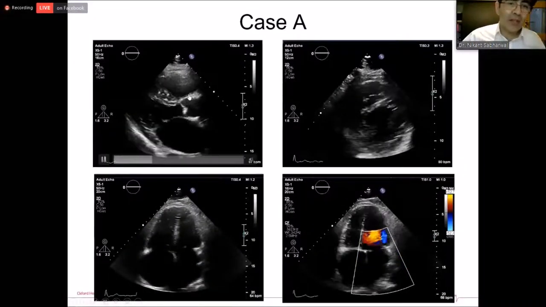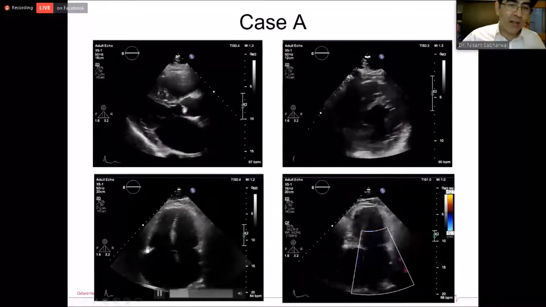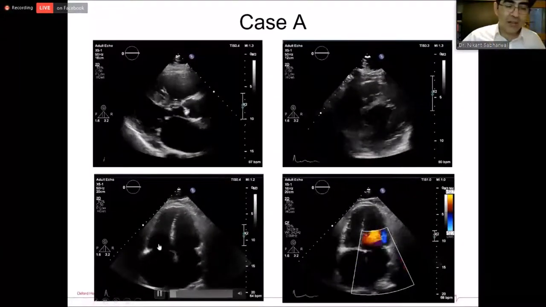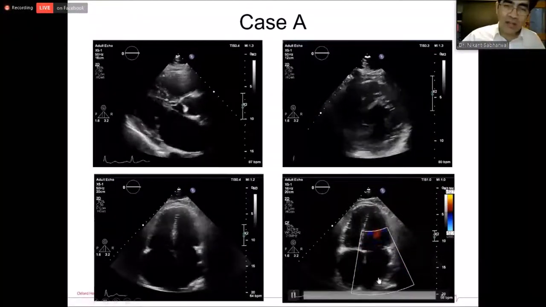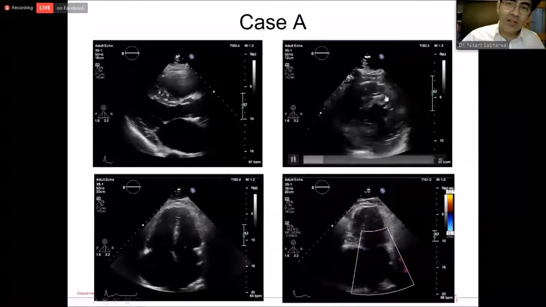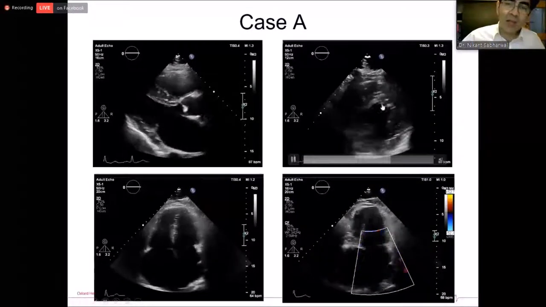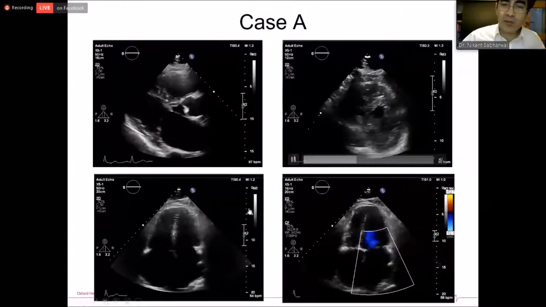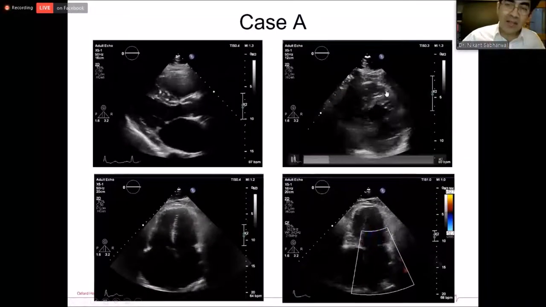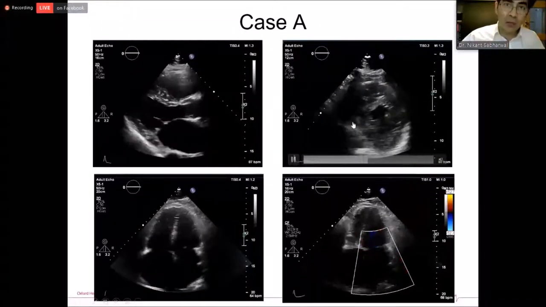Straightforward, we get the impression straight away that the RV is bigger than the LV. So straight away, you've got one of your minor echo criteria, if you want to call it that. We don't have any significant mitral valve regurgitation. You get the feeling there's a flat septum here. So maybe we've got, again, 1 point on the ventricular side because the big RV and the flat IV septum all count as 1 point, not two.